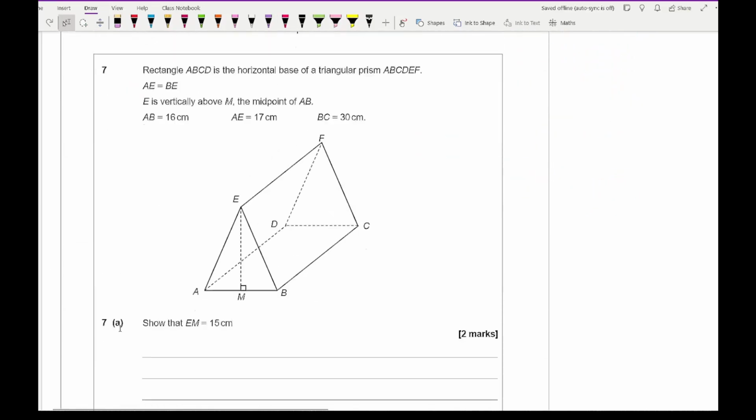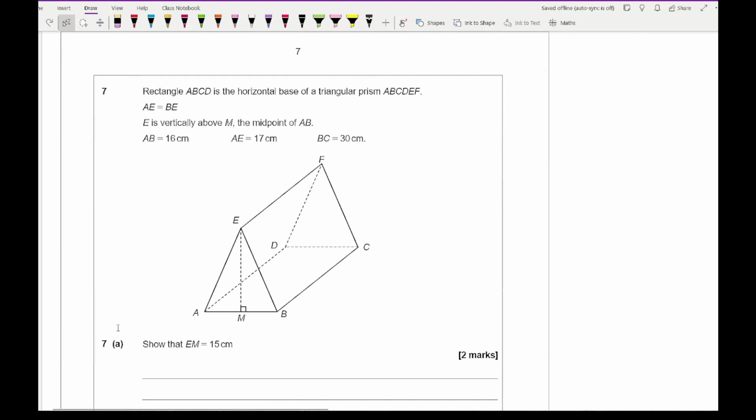So then moving on to question 7, it says rectangle ABCD is a horizontal base to the triangular prism ABCDEF. A to E is equal to B to E. E is vertically above M, the midpoint of AB, and AB is 16 centimeters, AE is 17 centimeters, and BC is 30 centimeters. And the question for 7a says show that EM equals 15 centimeters. So EM is this length here.